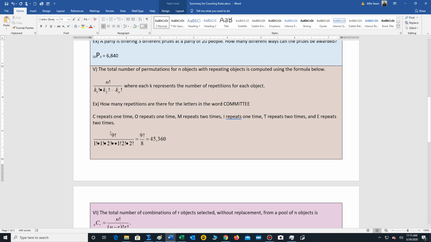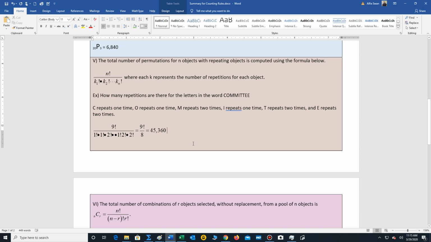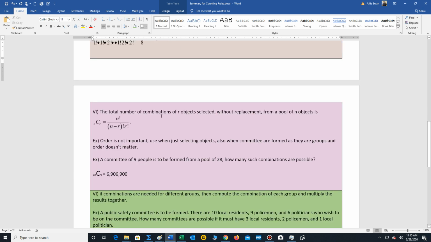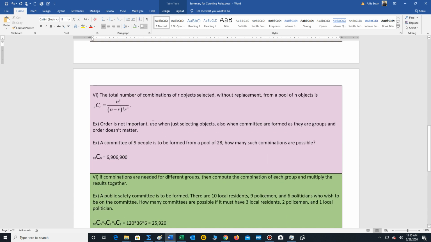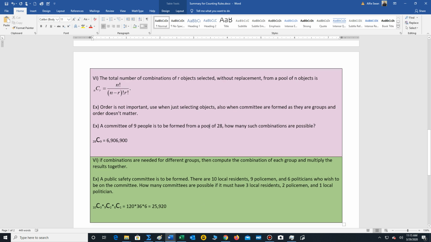We plug that into our formula, and I usually calculate the denominator first. If you multiply that out, we get 8. 9 factorial divided by 8 is 45,360. Now going back to combinations, that's where order doesn't matter. We're just looking for groups of items. Some of the keywords are committees. There's no real order to a committee. It's just any type of straight selection when you're selecting objects and there's no order involved.